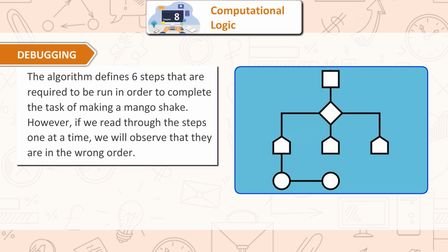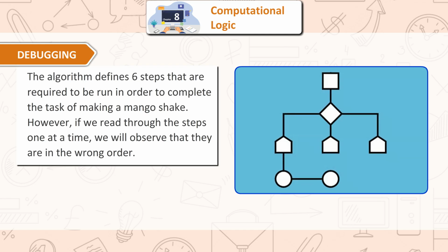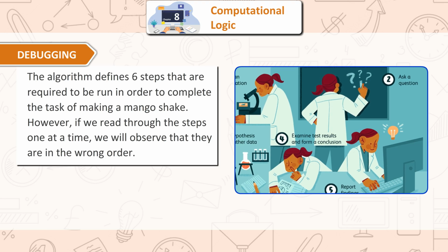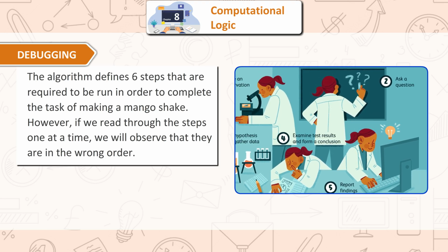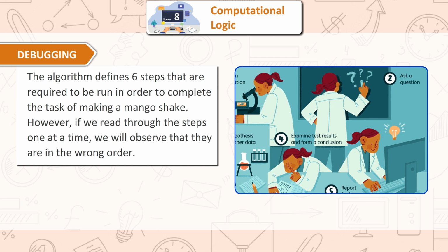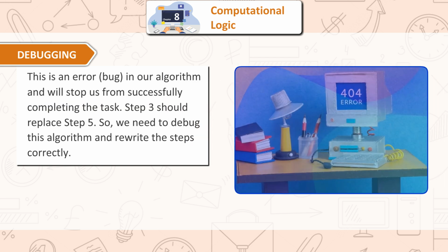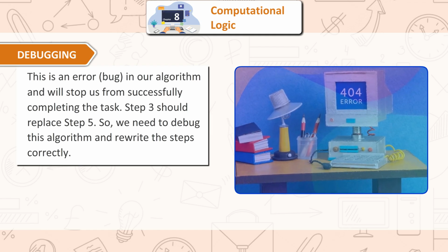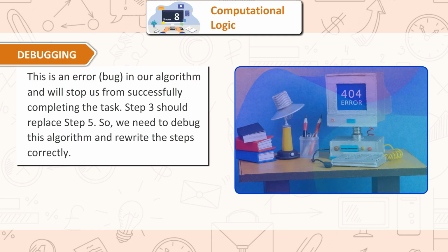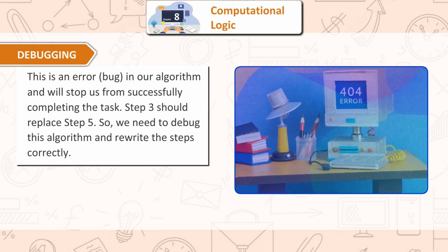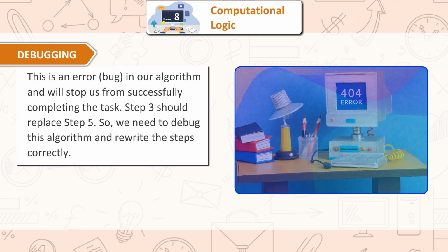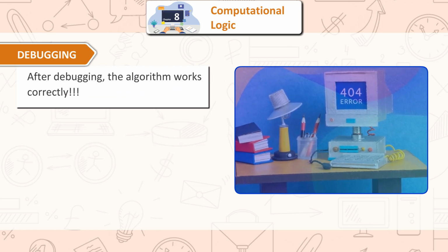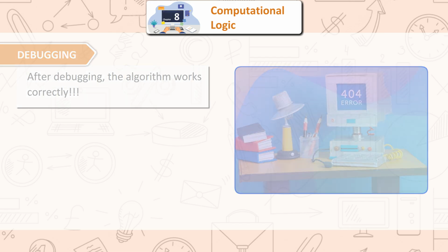The algorithm defines 6 steps that are required to be run in order to complete the task of making a mango shake. However, if we read through the steps one at a time, we will observe that they are in the wrong order. This is an error, a bug, in our algorithm and will stop us from successfully completing the task. Step 3 should replace Step 5. So, we need to debug this algorithm and rewrite the steps correctly. After debugging, the algorithm works correctly.